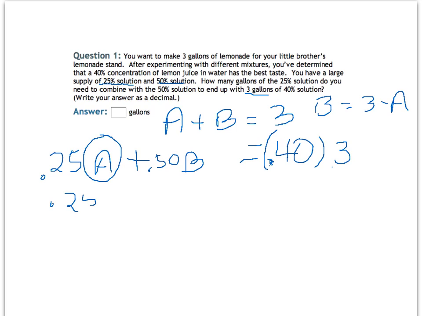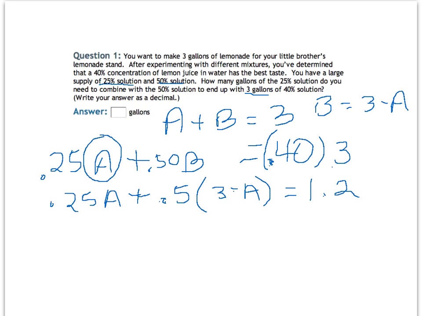So we have 0.25A plus now 0.5 or 0.50. You don't need the 0 after that. And then it's the quantity 3 minus A, because that's what we're substituting for B, equals, and we can go ahead and multiply our 3 times the 0.4 now and get 1.2 to get some steps in there. I'm sorry, my decimals aren't showing up really well.